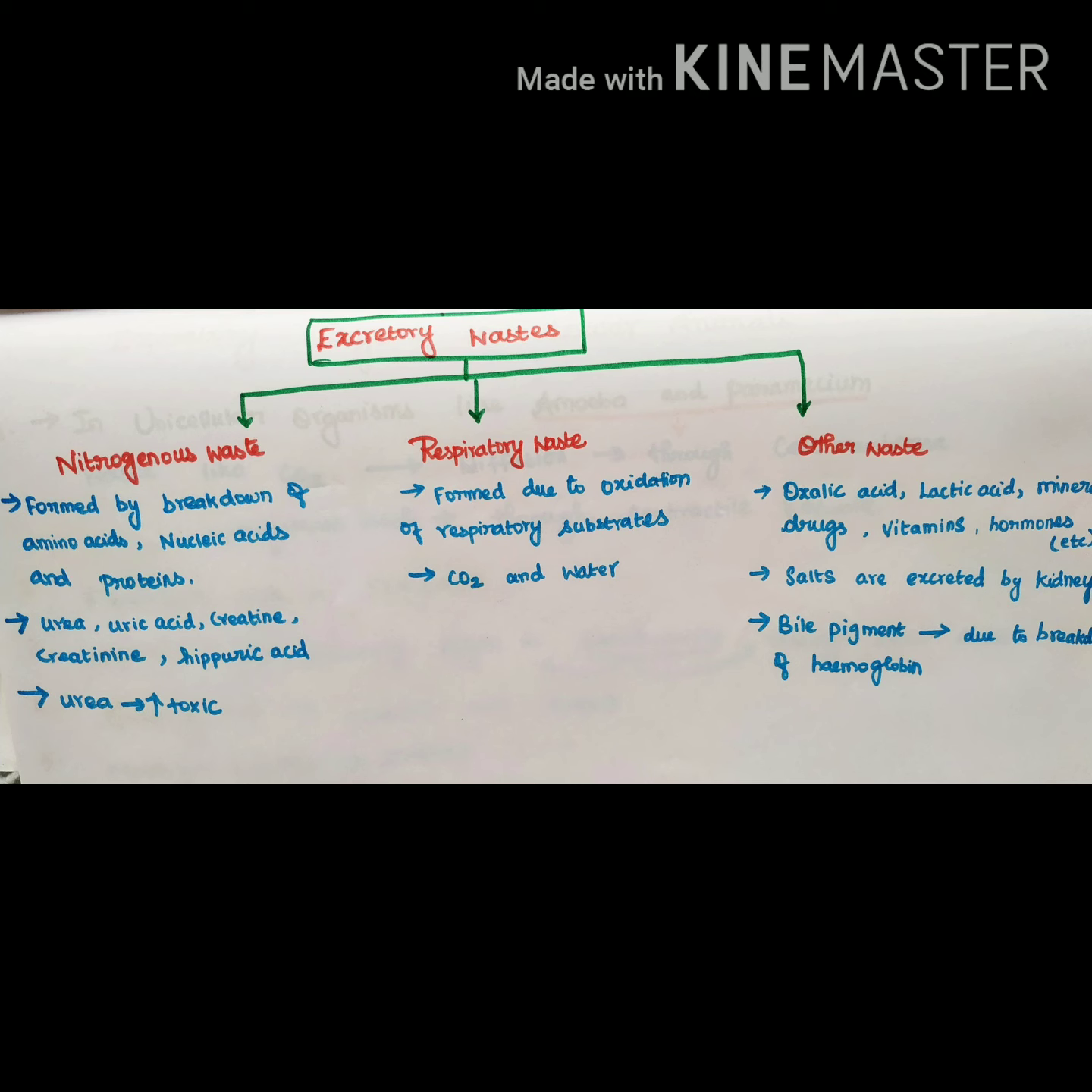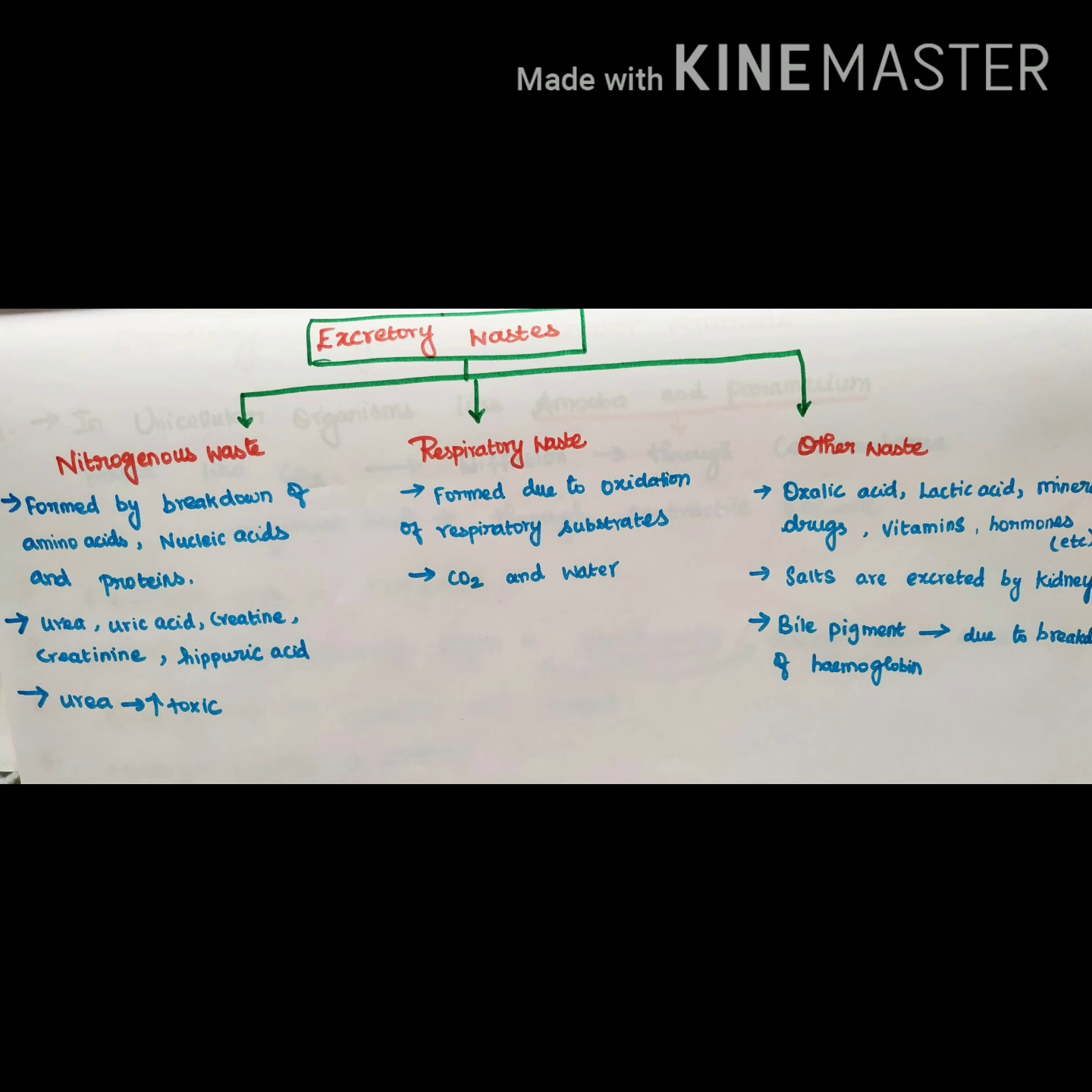And this is very important. Once the hemoglobin breakdown takes place, from there it produces the bile pigment. The RBC contains a red pigment which is called hemoglobin. Once the dead RBC breaks down, it produces a pigment which is called bile pigment. This is also one kind of waste in the body, right?